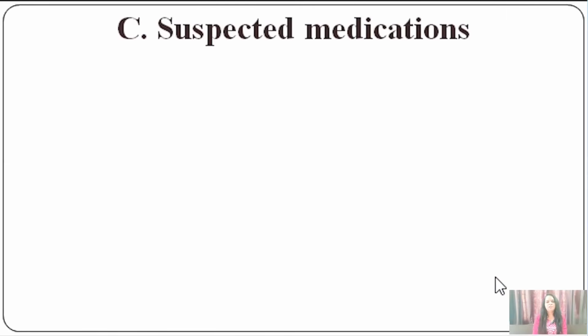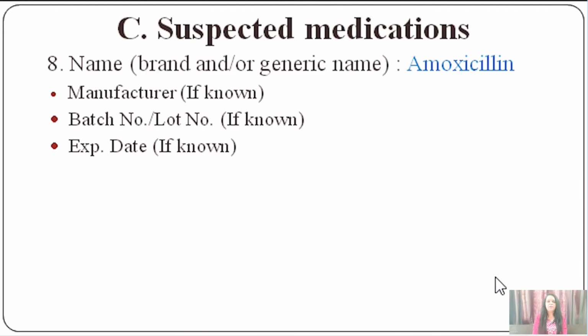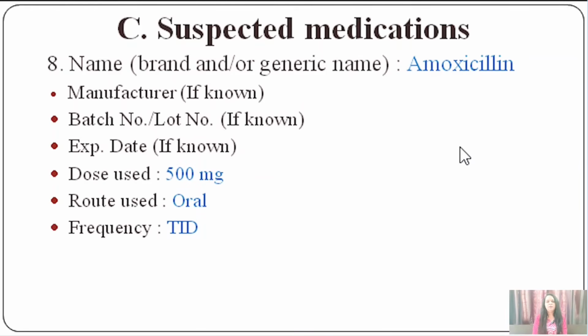Now coming to the suspected medications part. Here you have to write the brand name or the generic name of the drug, whatever is given in your case. So here you have to write amoxicillin, then the manufacturer, batch number and the expiry date. If it is mentioned in your case, then you have to mention it here in the form. Then you have to write down the dose used. Here for this case 500 milligram, then the route, that is oral, and the frequency 3 times a day. So we are writing it here as TID.